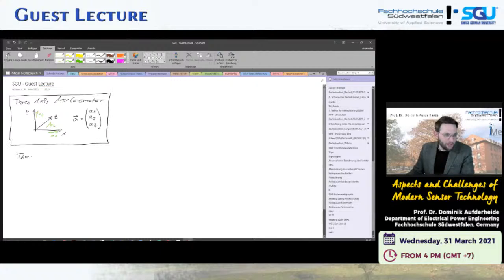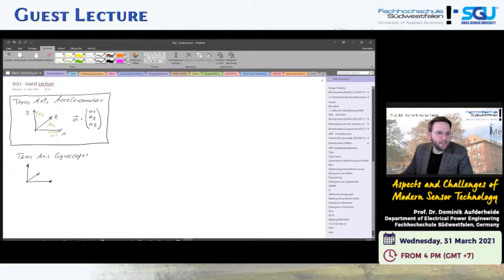Now I have three-axis gyroscopes. And for this, of course, we first need to define, okay, what do I measure with a gyroscope? Does somebody know what we are measuring with gyroscopes, with which physical entity? Just use the chat to let me know. Here we are measuring accelerations across the three axes. Does somebody know what we are measuring with a gyroscope? Angular velocity, very good. Yes, angular velocity, very nice.